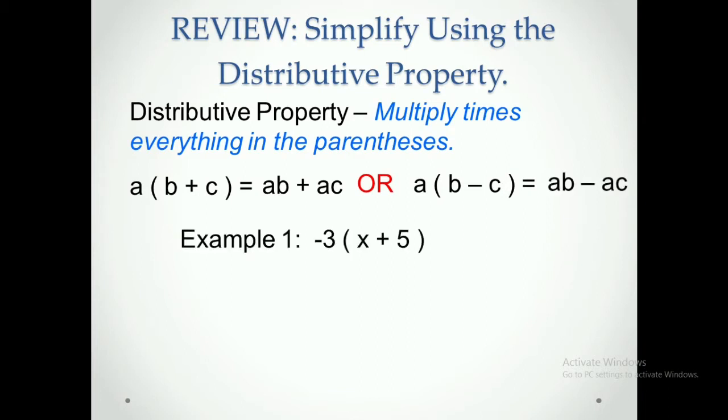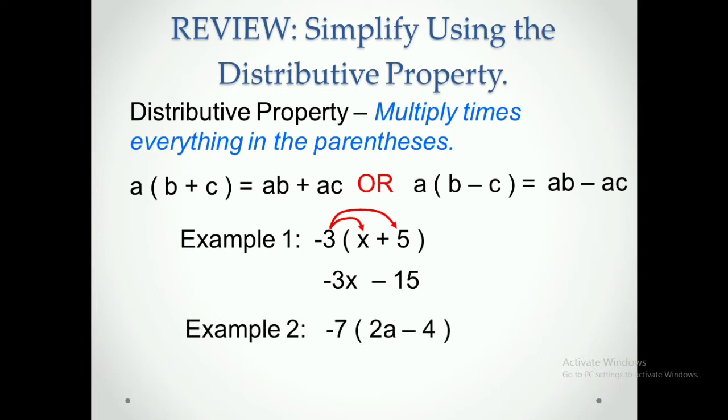And here's an example. We're going to take that negative 3 and multiply it by the x inside the bracket as well as that positive 5 inside the bracket. So negative 3 times x is negative 3x, and negative 3 times a positive 5 is negative 15. And that's it.